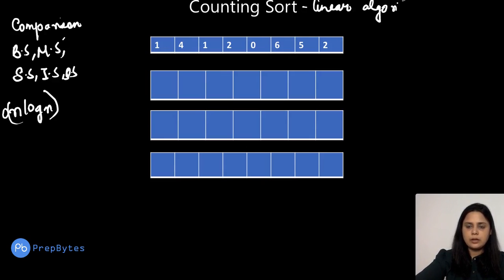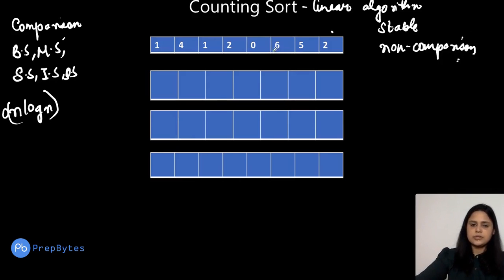We'll see how. This is a stable algorithm, which means that if this 2 is coming after this 2 in the original array, then in the resultant array also this 2 will come after this particular 2. Okay, and another thing to note about counting sort is that it's a non-comparison based algorithm.